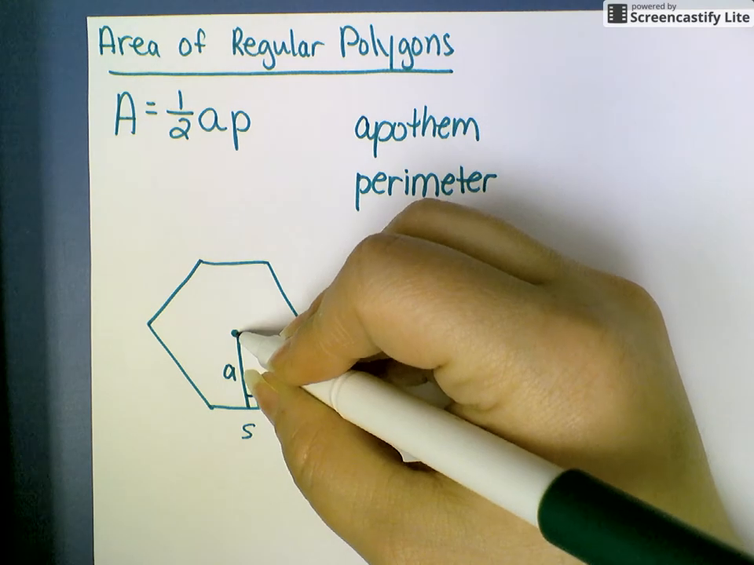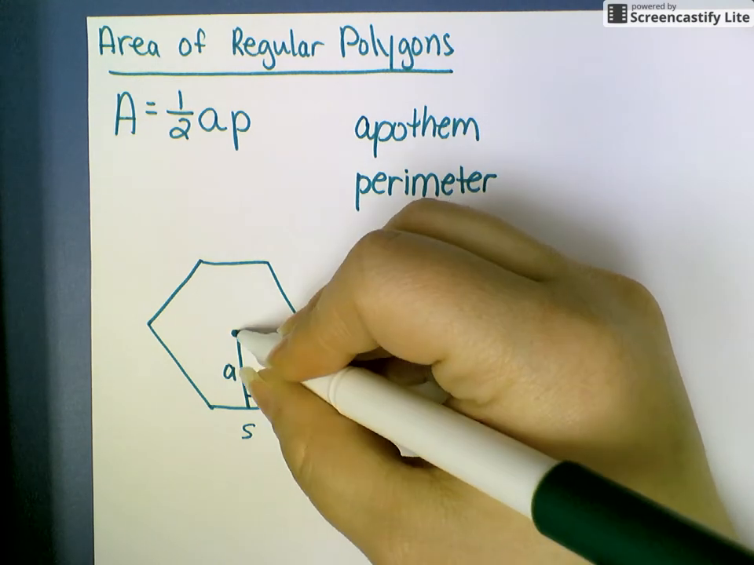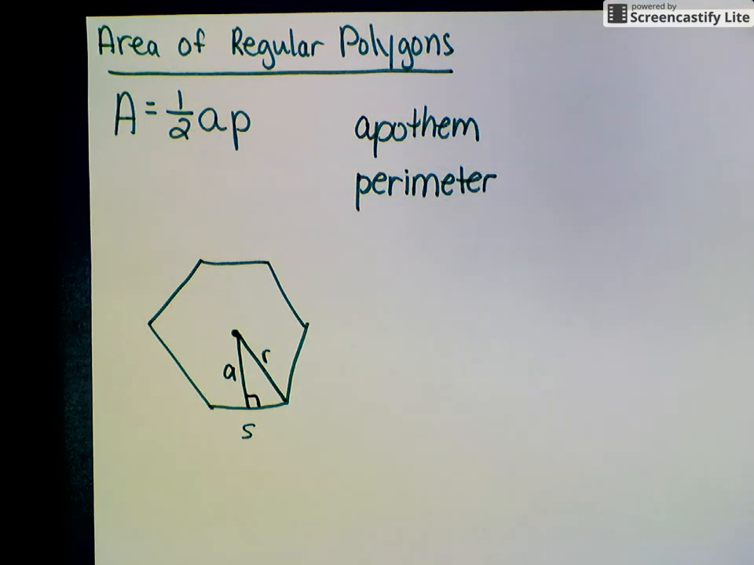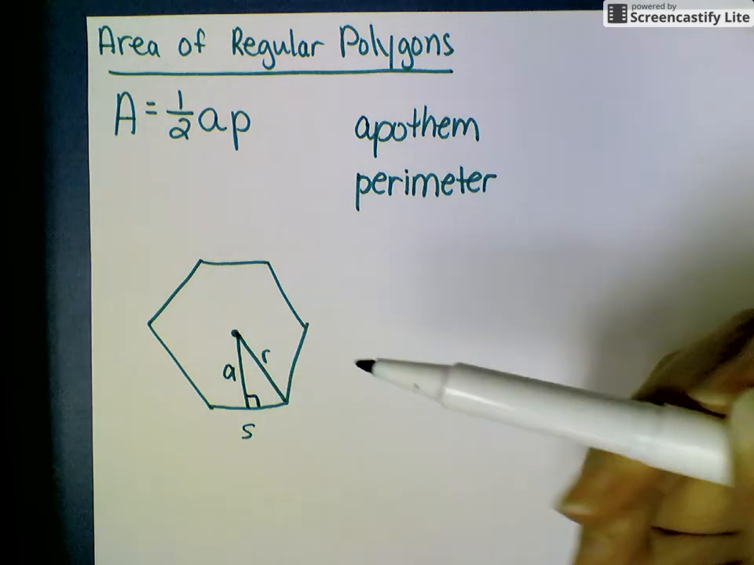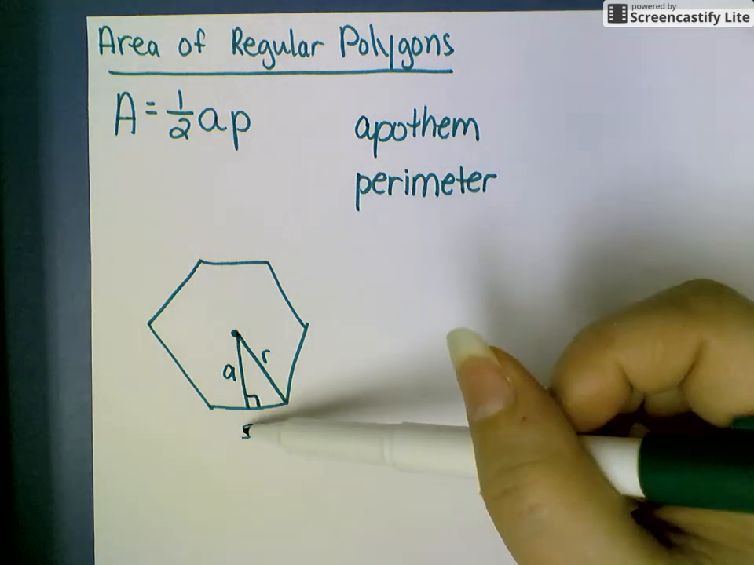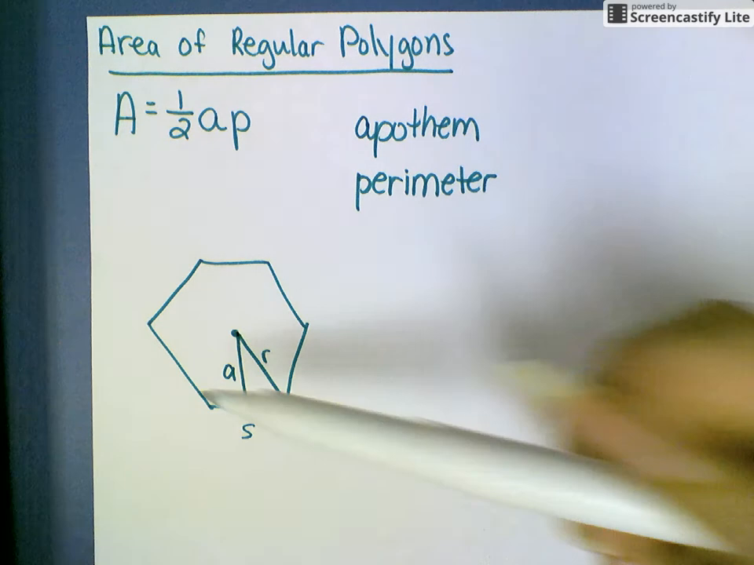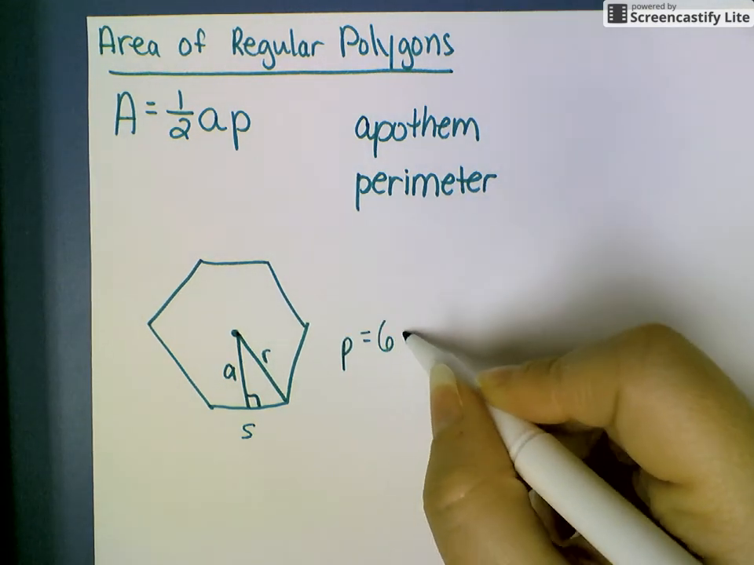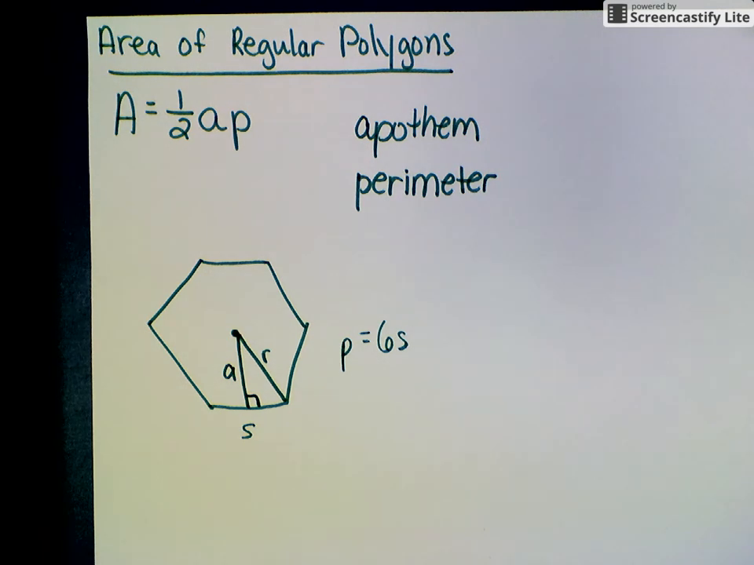We're also going to need to know what the distance is from the center to any vertex, and we're going to put that as an R. That's the radius of this hexagon. So if we know what our apothem is, and we know what one of our sides are, we can find the perimeter by just adding up all 6 of the sides. Or typically our perimeter here for a hexagon would be 6 times one of the sides.